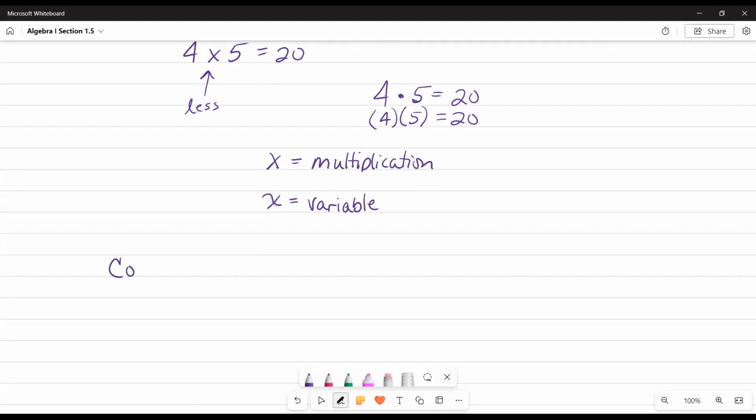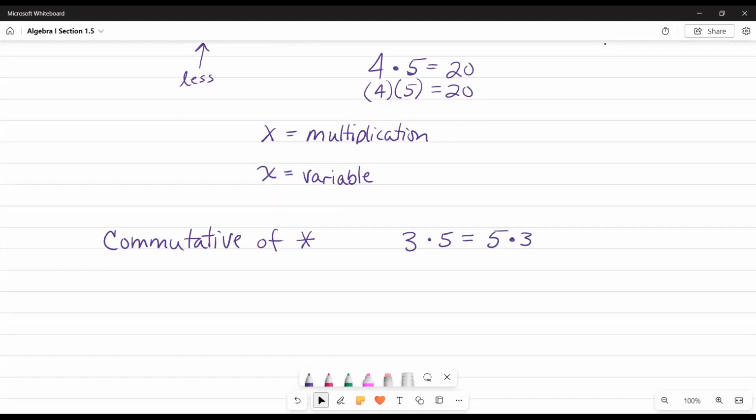Commutative property. Commutative property of multiplication, we use the asterisk sometimes, just means 3 times 5 gives us the same answer as 5 times 3. Both of them are 15. Doesn't matter which order you multiply things in.